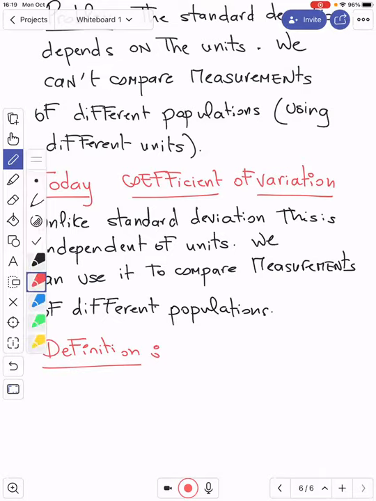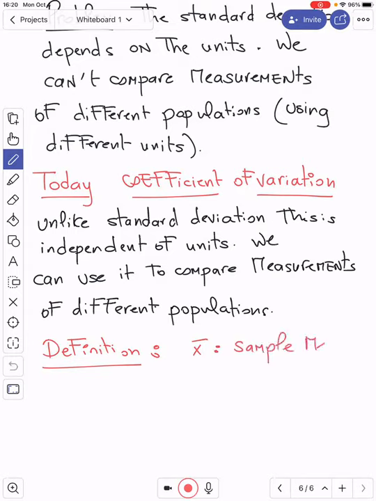So we're going to need the mean of the sample. So let's say x bar, that's the sample mean. And then S, that's the sample standard deviation.